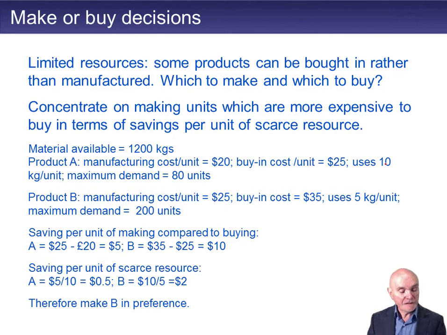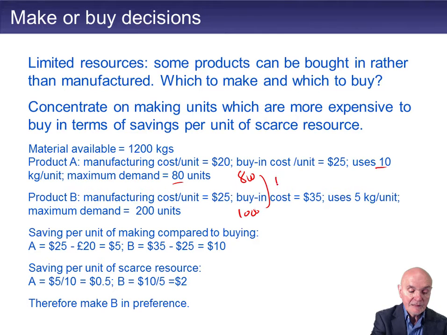Again, it's like the first example we did. We have restricted material here: 1,200. For product A the maximum demand is 80, using 10 each, so we would need 800. In product B, maximum demand is 200, using 5 each, which is 1,000. If we made everything, it would need 1,800, but we only have 1,200.